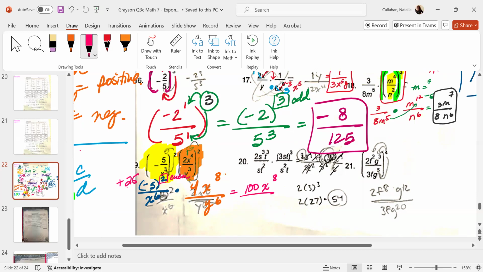Do you see that? Positive 25 times 4 is 100, right? Oh, hold on a second. Then the 6, move it up, it's a minus 6 with the x. Do you see that? X squared, y to the 6.